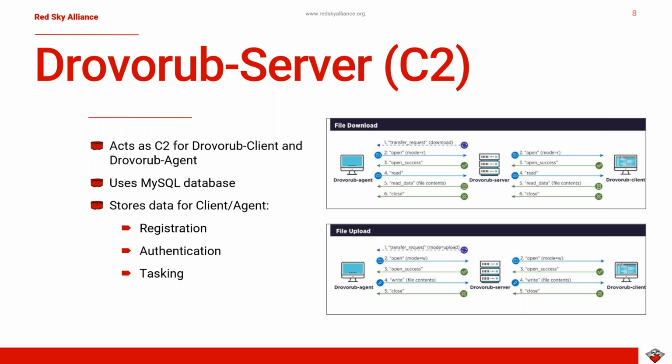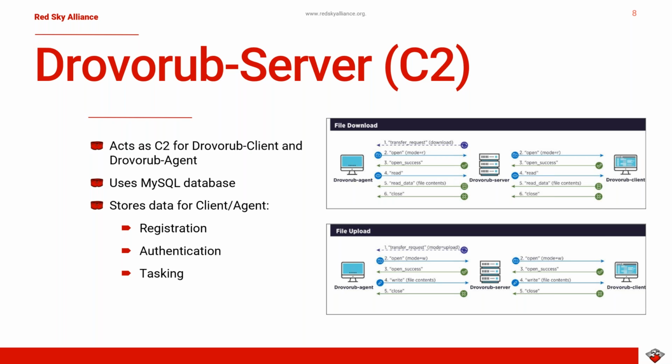The client initiates communication with the Drovorub server by first establishing a WebSocket connection via an HTTP upgrade request. The C2 server then responds with an HTTP 101 switching protocols response. Once the client establishes a WebSocket connection, it attempts to authenticate with the C2 server. For the Drovorub client, the server IP address and port information is embedded within the executable, but for the Drovorub agent, it is contained within the Drovorub agent's configuration file.